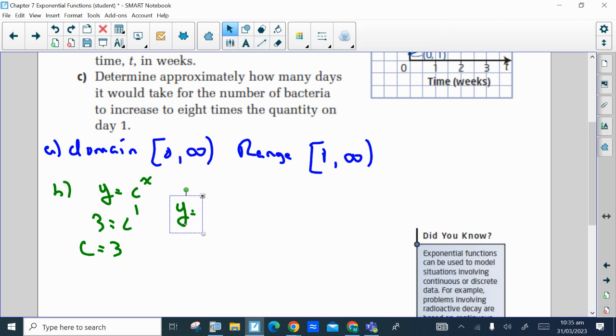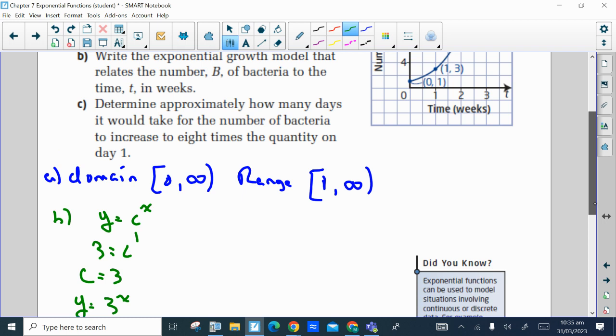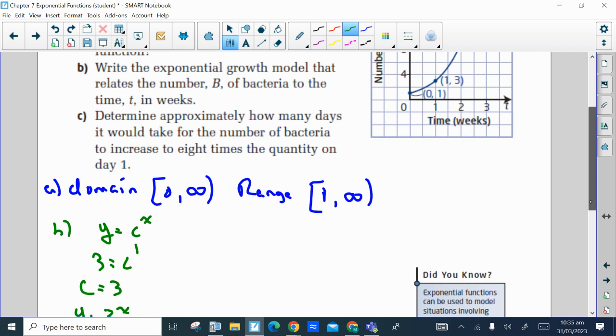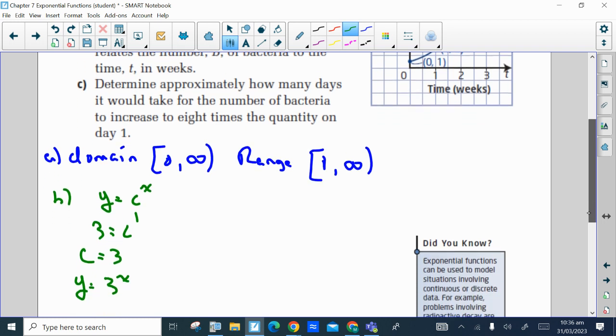And it's not a coincidence that the base is 3 because it's tripling. That always happens. If the number of bacteria is doubling, then the base would work out to be 2. Okay, it's not a coincidence. It always works that way. So there's our equation.